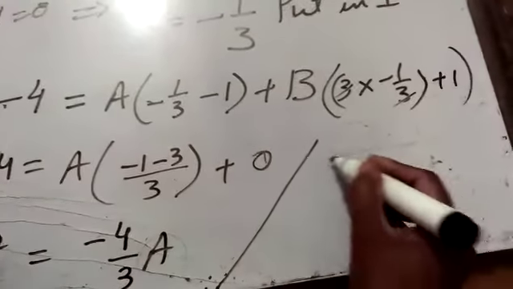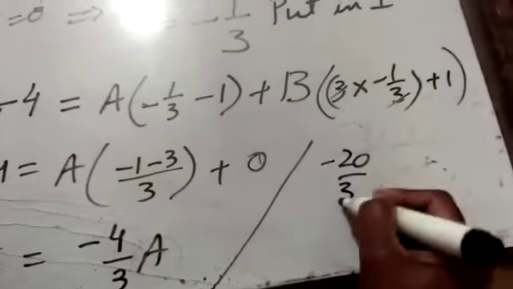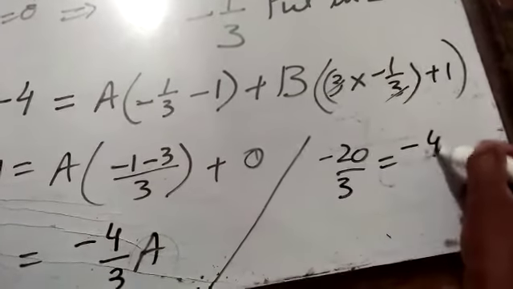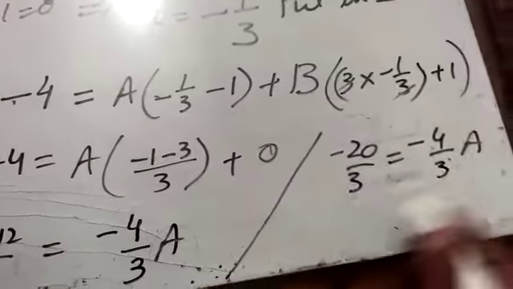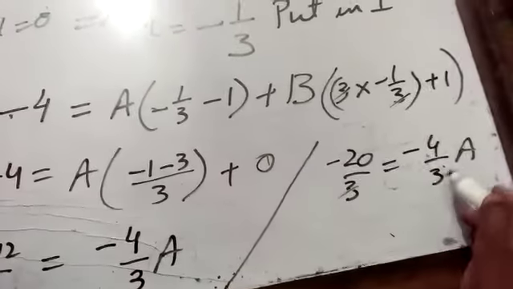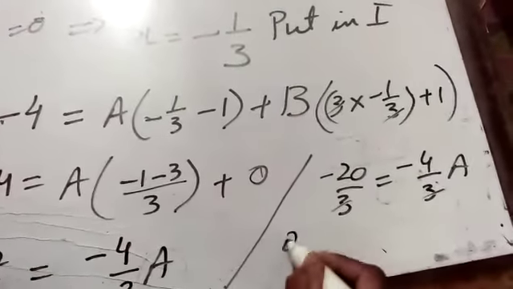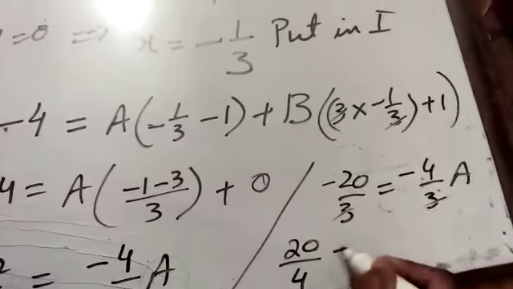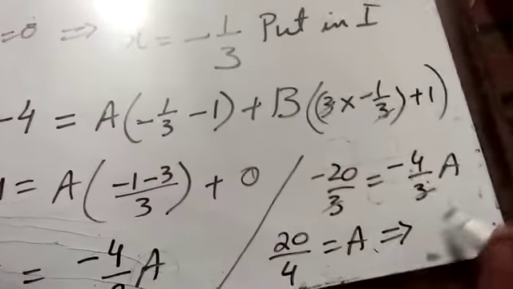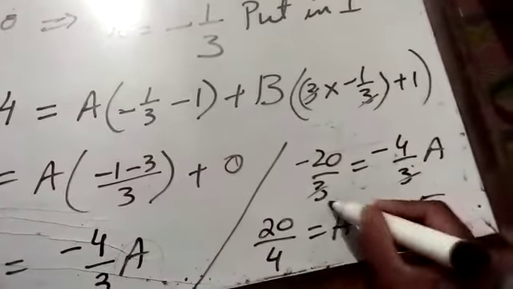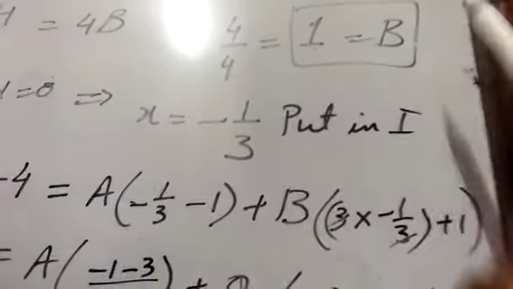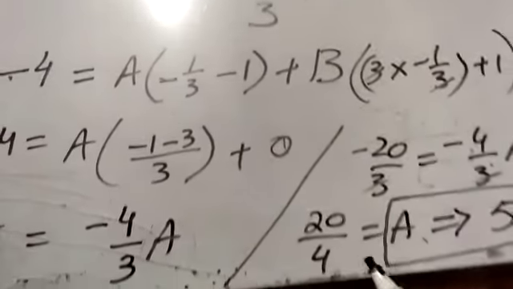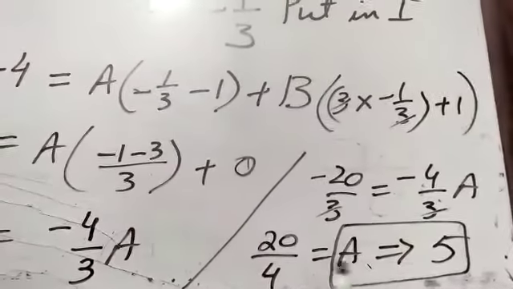Now we get minus 20 by 3 equals minus 4 by 3a. Minus will be cancelled out on both sides. 3 will also be cancelled. Now 20 by 4 will be equal to a. It is equal to 5. So the value of a will be 5. Value of b is 1 and value of a is 5.